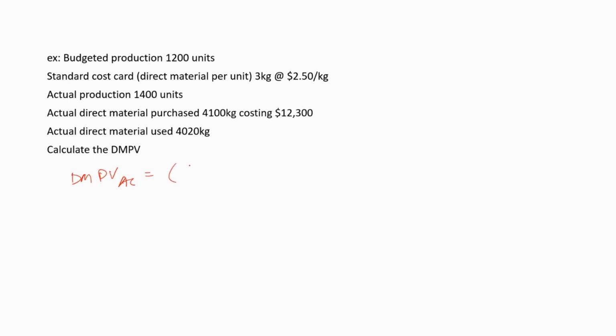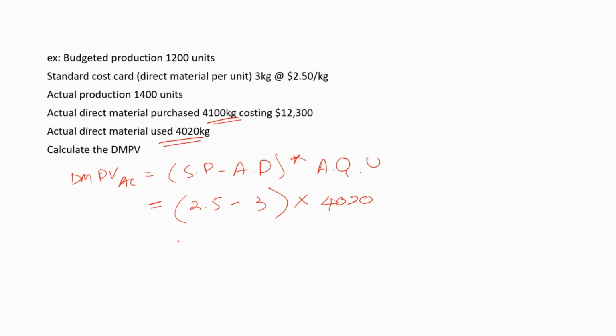This is equal to standard price minus actual price multiplied by the actual quantity used. The prices are the same, 2.5 minus 3. Now instead of using the 4,100, which is the material purchased amount, we have to use the actual direct material used amount for the production, which is 4,020 kilograms. This is equal to negative $2,010, which is an adverse value. So 2,010 adverse.